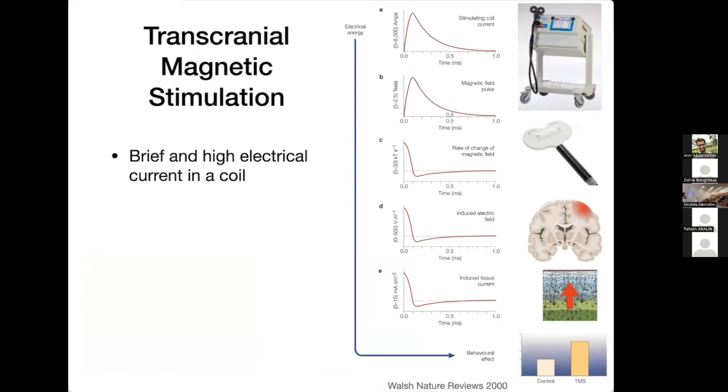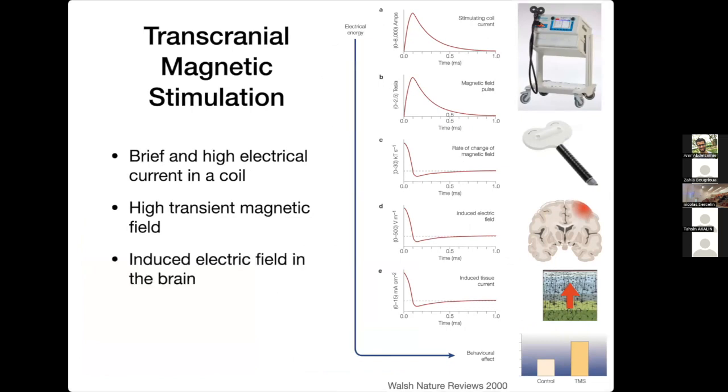The idea is that you have a machine that is able to generate a brief and very high electrical current that is sent to a coil, right? This thing here. The coil generates a high transient magnetic field, and if the coil is close to the brain, this induces an electric field in the brain. And this leads to perturbations of the neural activity.